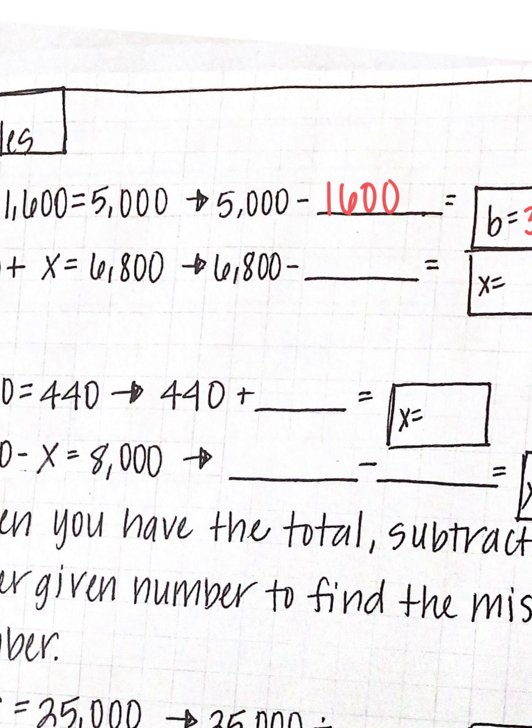Okay, this time I have, for number 2, 400 plus X equals 6,800. Am I given the total? Yes, I have the total. The total is right here. I know that my total is 6,800. My other number is 400. So what can I do to figure out what X is? 6,800 minus, because I was adding, the opposite is subtract. So I'm going to do 6,800 minus 400. So my answer is 6,400.